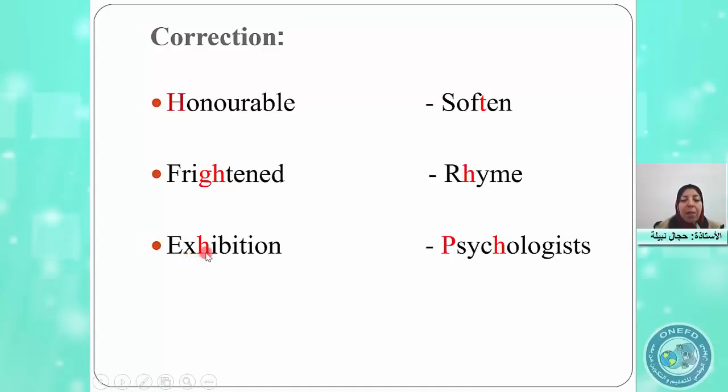Exhibition, the silent letter is the H after the X. Soften, the silent letter is the T after the F. Rhyme, the silent letter is the H after the R. Psychologists, you got two silent letters, P in the beginning and the H after the C. Psychologists.